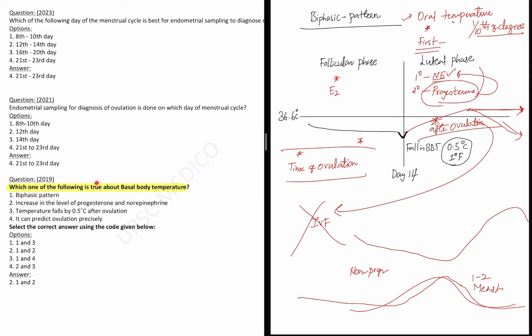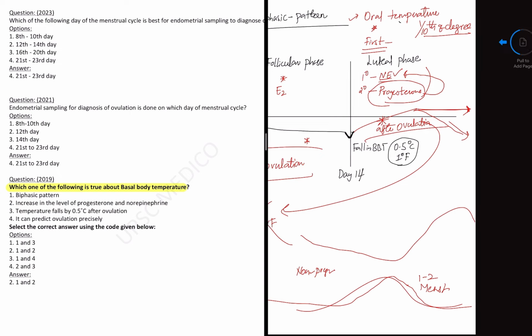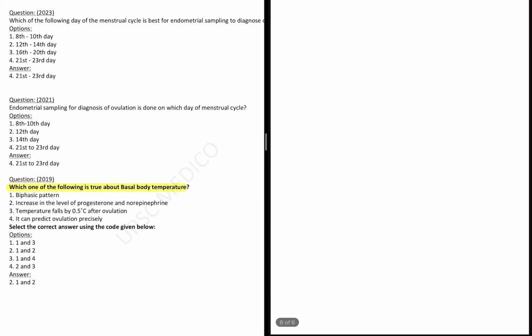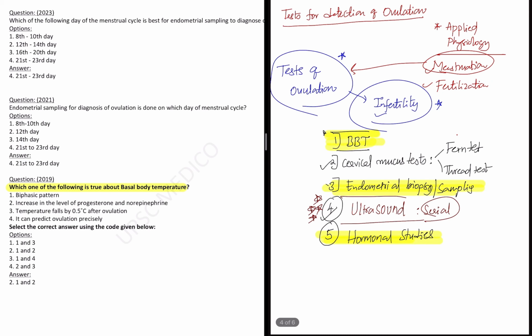So which one of the following is true? It is a biphasic pattern, and it is because of increase in level of progesterone and norepinephrine. So this concludes our tests of ovulation, the basal body temperature part. Now, as we were discussing the different modalities, we are done with the basal body temperature method. Now let's focus on endometrial biopsy or sampling with the help of 2 questions.